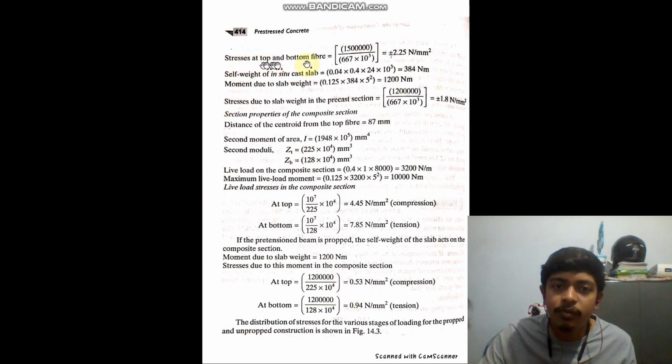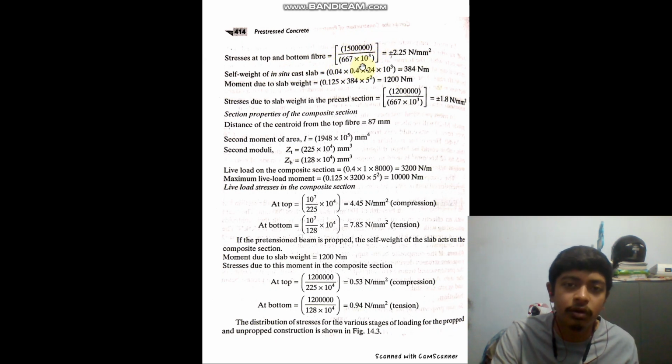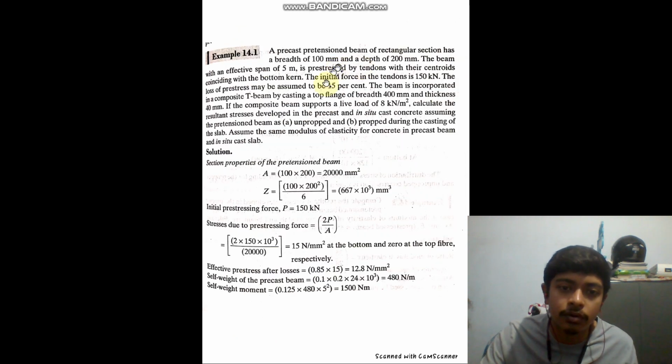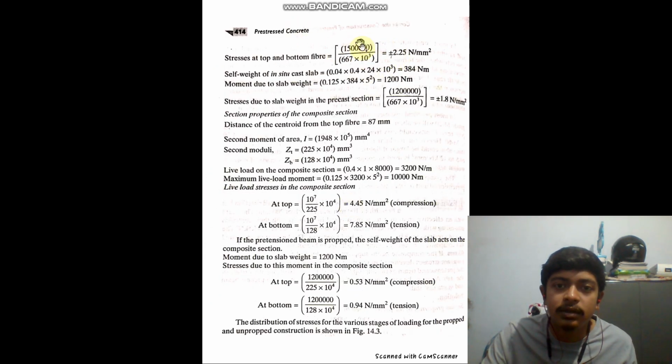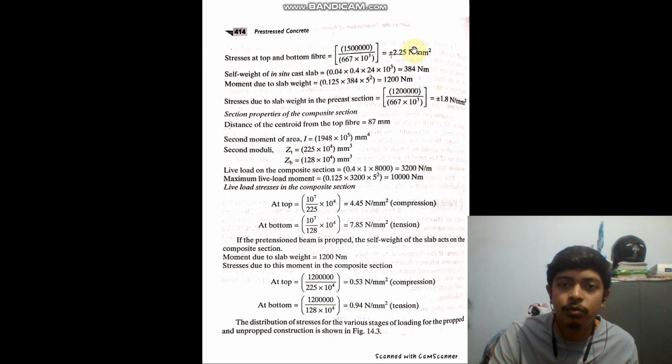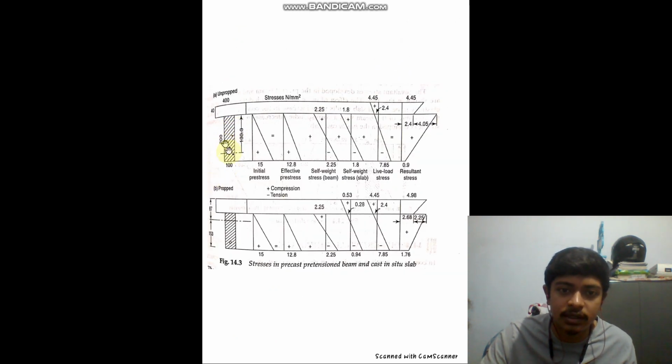Now due to that self weight moment, you can directly calculate the bending stresses. This is the moment and this is the Z, that is the section modulus that you calculated here, so M by Z. This is for the precast section only. See, only for the precast section you have calculated the bending stresses: 2.25 negative, 2.25 positive.